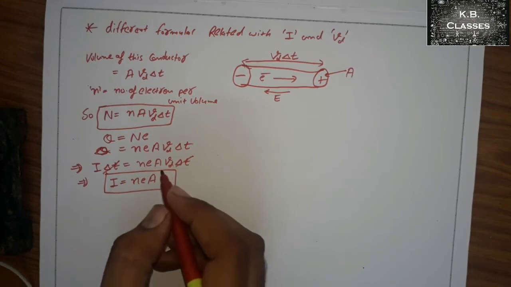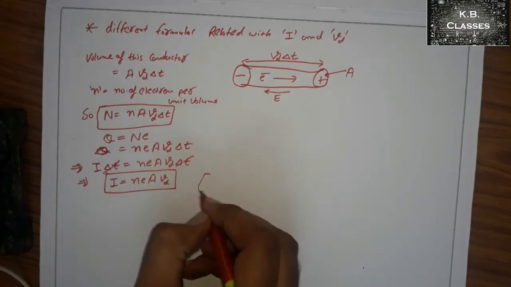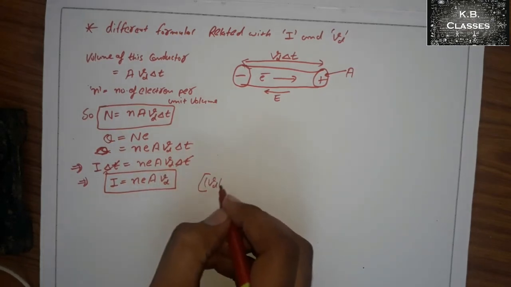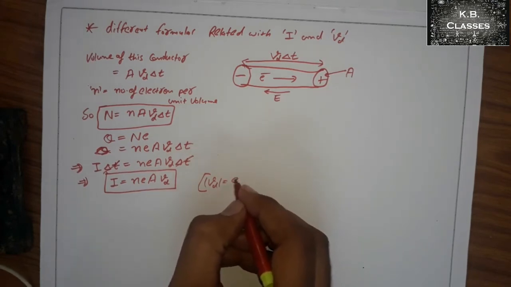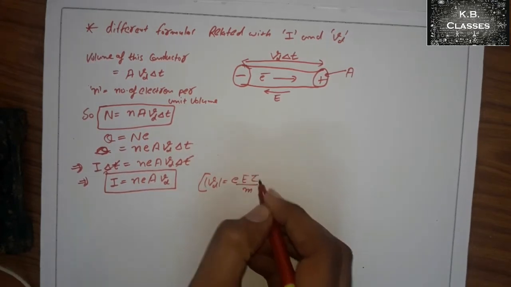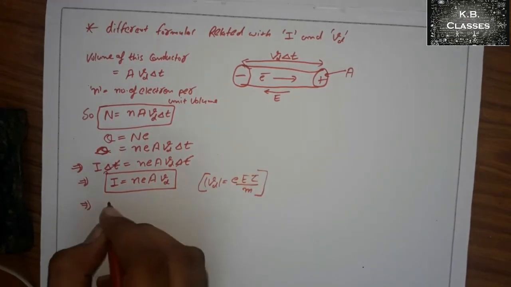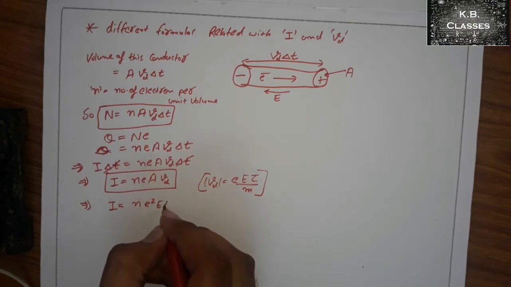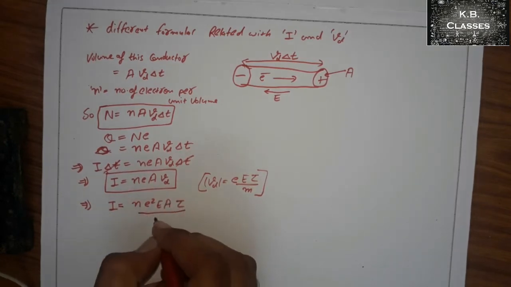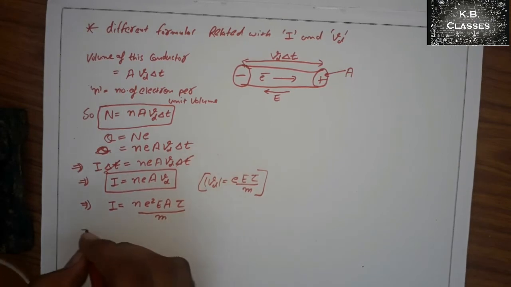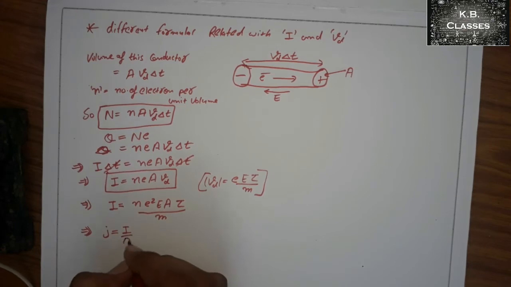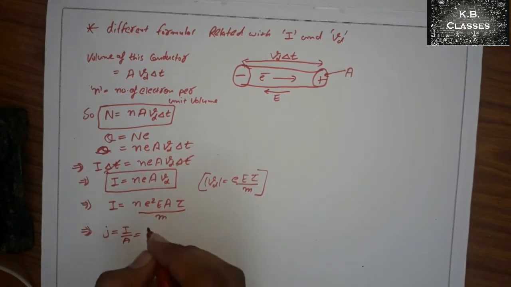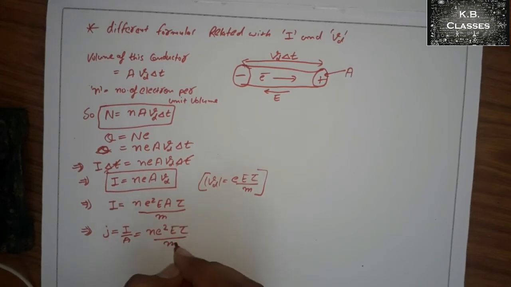Further, we can also derive more formulas by putting that the magnitude of Vd is e E tau upon m. By putting this in the formula, we get I equal to n e square E A tau upon m. Now further, we know that current density J is equal to I upon A. So we divide the above equation by A, we get n e square E tau upon m.